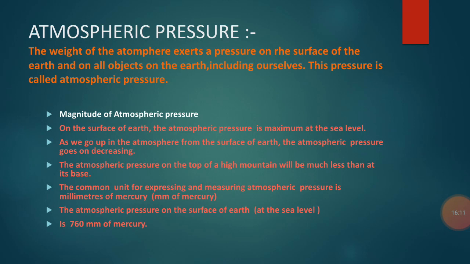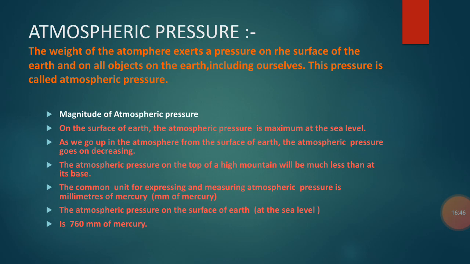I have told you that on the surface of the earth the atmospheric pressure is maximum at the sea level, because the air column above us is tallest there. This is due to the large weight of the air, that the atmospheric pressure is very large.